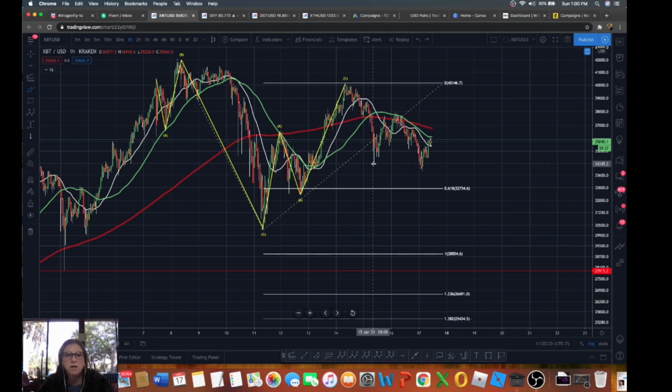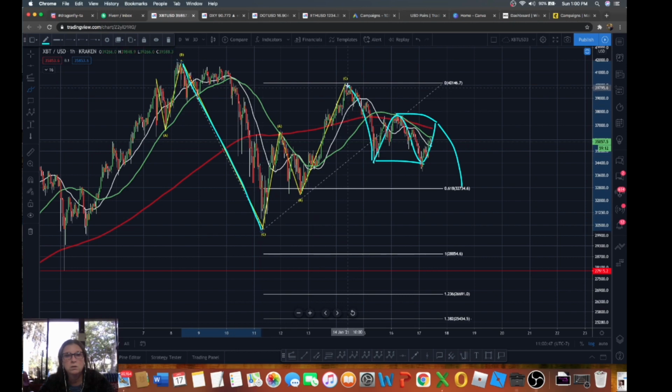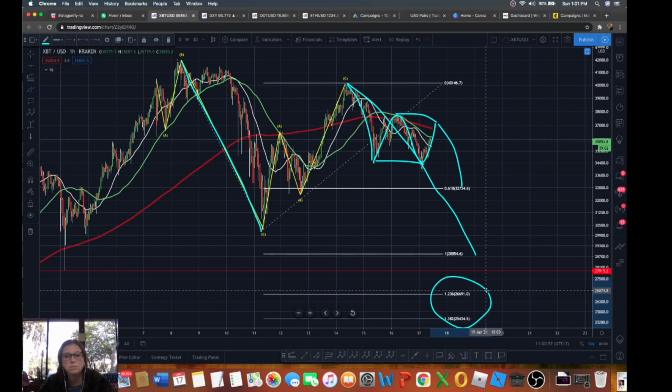So what possibly could happen here is we create a flat for our connector. And then this leg needs a partner to the 618. Or this whole correction needs a partner. And we come down lower to the 1-to-1 or these corrective fib levels.